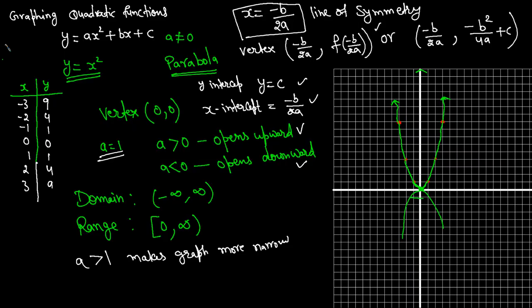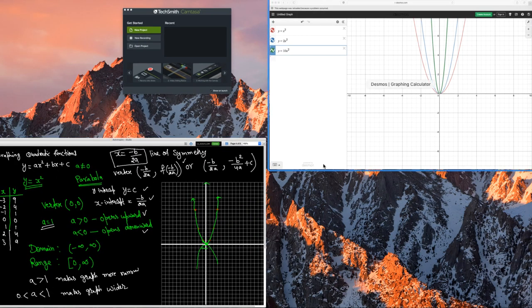Let's go back to the screen. So if a is greater than 1 and increasing, that is going to make our graph more and more narrow. And now if the a value is greater than 0 but less than 1, that makes the graph wider. As the value of a goes towards 0, the graph becomes wider and wider.